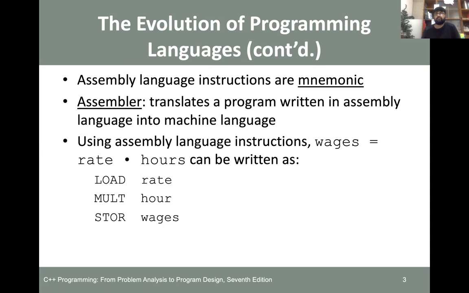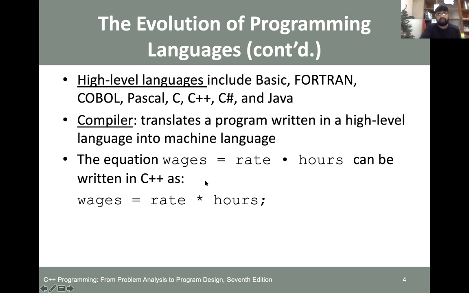First, you can load the rate, multiply it with the hours, and then store it as wages. Again, you can see that instead of those binary codes and locations, we're using English language commands, instructions, and English language variable names to do the same thing. This is assembly language.